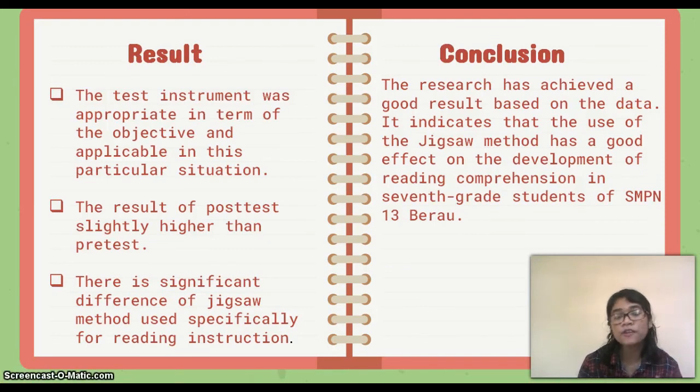Jigsaw makes it easy for students to interact with their friends and discuss the learning material. This can build their motivation and also form a good mindset. And they also learn positive study habits with their partner to improve each student's reading comprehension. Therefore, the result of this research indicates that the use of the jigsaw method has a good effect on the development of reading comprehension in 7th grade students of SMPN 13 Berau.